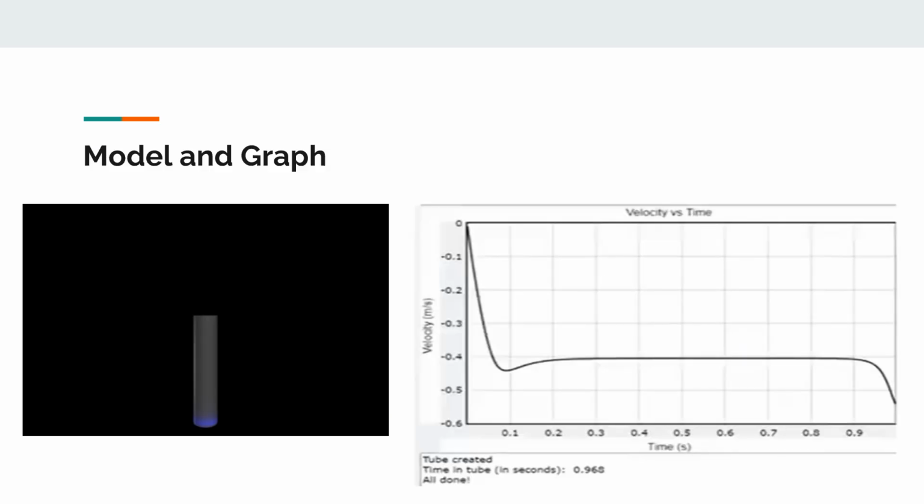Here we have the model and graph. To the left we have the model of the tube, and on the bottom of the tube, you see a blue lighting indicating the magnet at the bottom of the tube. And to the right we have a velocity versus time graph showing the magnet falling through the tube. At a certain point, the velocity of the magnet levels out before falling fully through the tube.